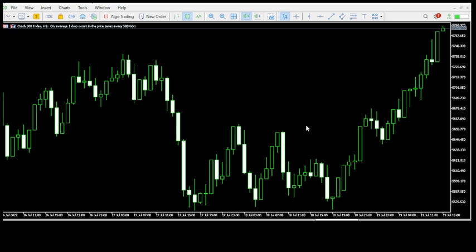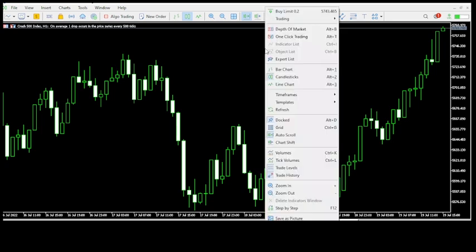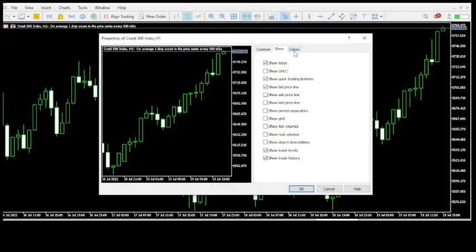So I'm still going to change the background color to white. If you love black, you can stick to black or change it to any color of your choice. As I'm changing mine to white, you can equally change yours to any color, following whatever I'm going to be doing. First I will right click, go to properties again. Then come here. You can see we have common, we have show, and we have colors.